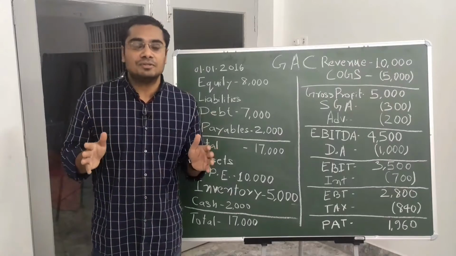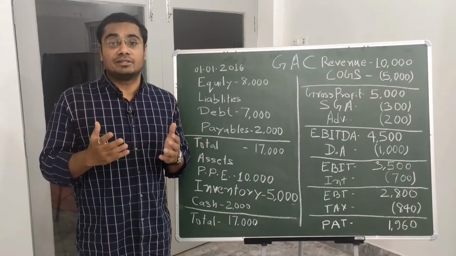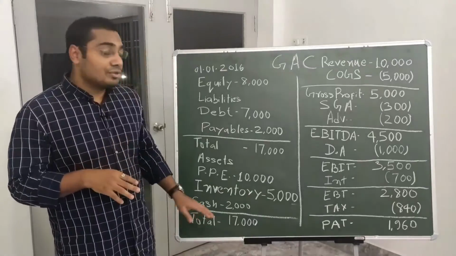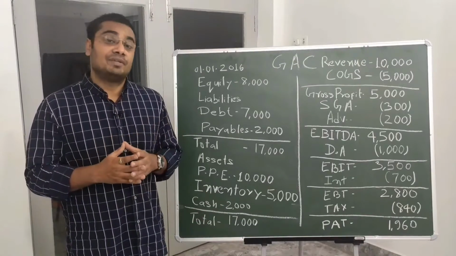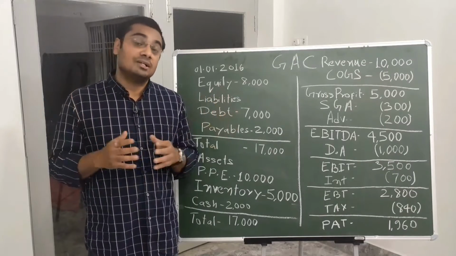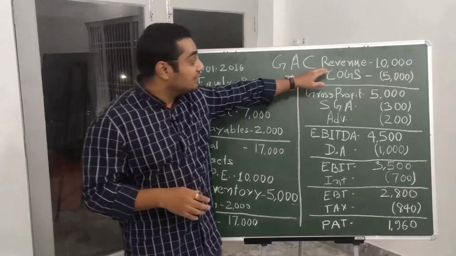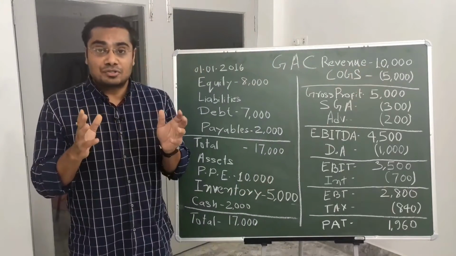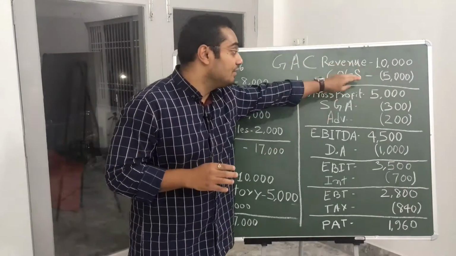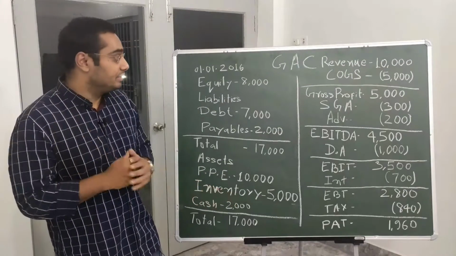So friends, as on 1st January 2016, the company has been incorporated and it's ready to operate in the market. Suppose in the first year, the company is able to convert all its raw material into finished goods that have a market value of 10,000 rupees. The company is also able to sell that entire finished good into the market and thus it earns a revenue of 10,000 rupees. The cost of that goods which has been sold in the market for 10,000 rupees comes to be 5,000 rupees, the same cost which we incurred to buy our raw material.